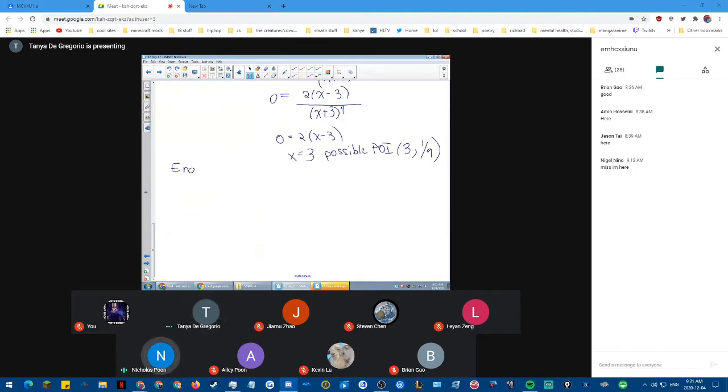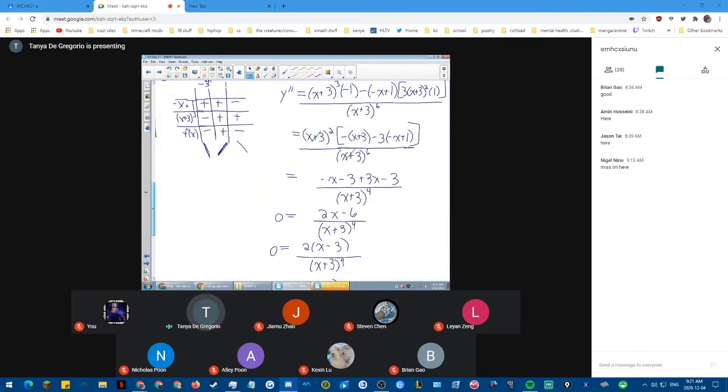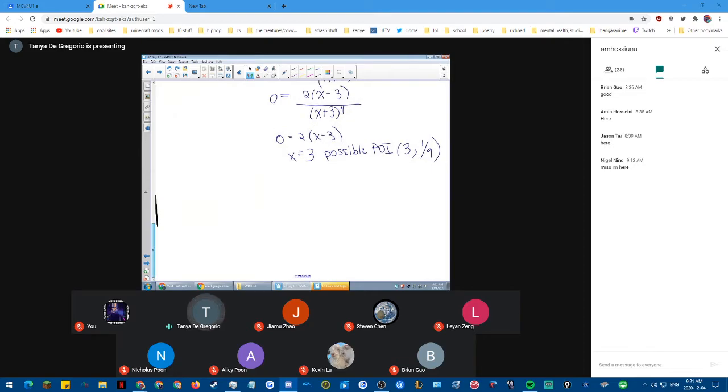Miss, don't we have to confirm if the point of inflection is actually a point of inflection? Yeah. So here I have second derivative. Here I have my possible POI. Let's confirm that it's a POI by doing our table. So this is the original function.